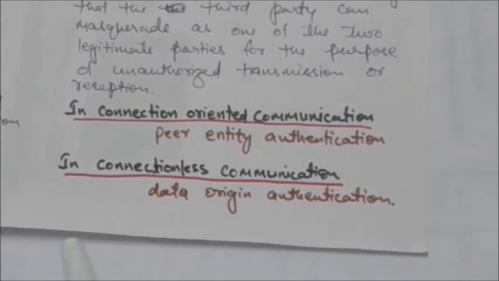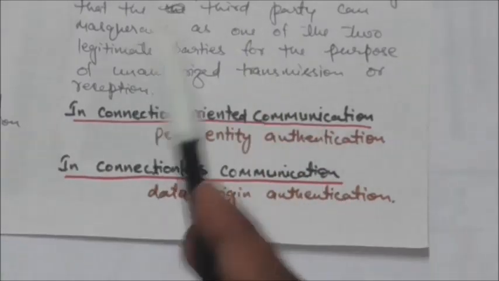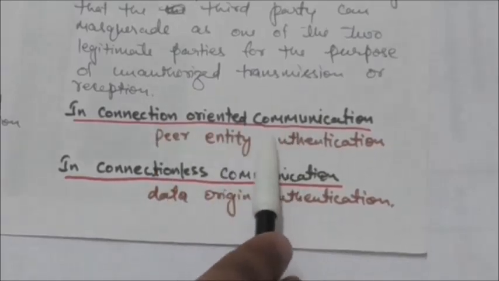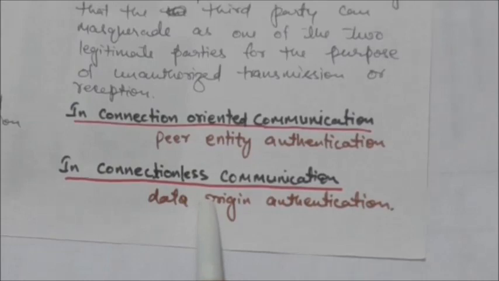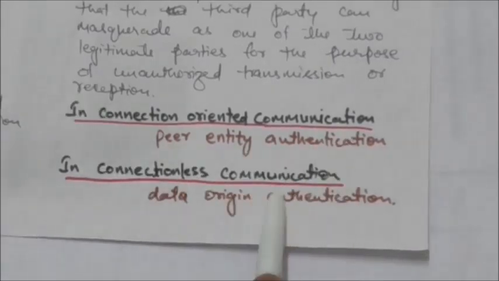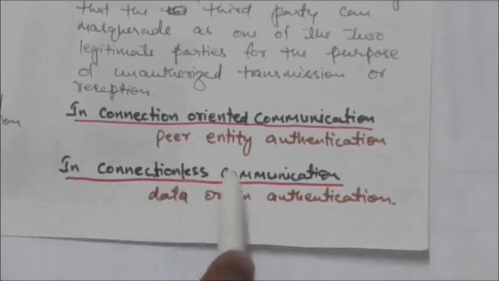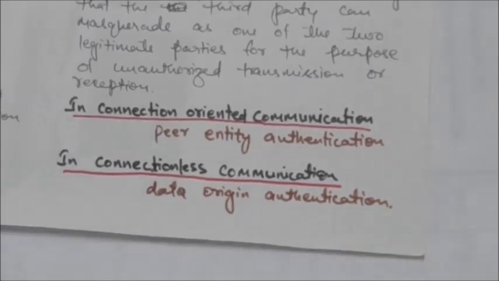In connection-oriented communication, it provides authentication of the sender or receiver during connection establishment, so it is called peer entity authentication. And in connectionless communication, it authenticates the source of the data, and it is called data origin authentication.